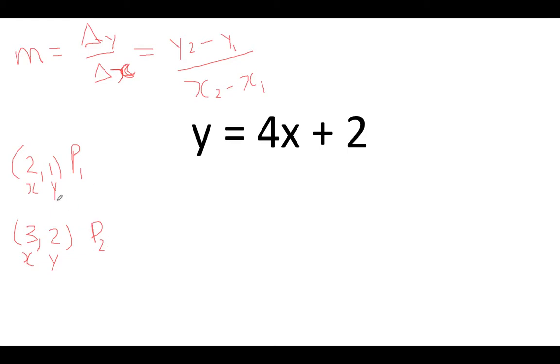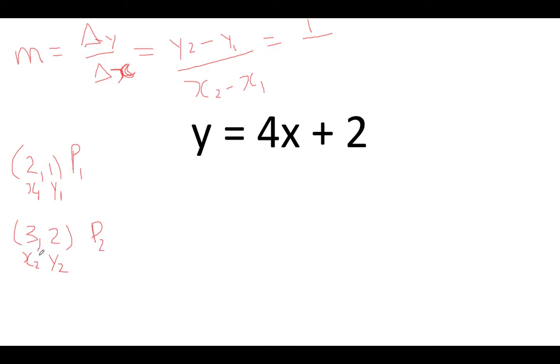Since this is the first point, this is going to be my first x and my first y coordinate. So that's what is meant by x1 and y1. And if this is my second point, this is going to be the second x coordinate and the second y coordinate. So what I'm going to do is just follow the formula. It's going to be second y minus first y, so it's 2 minus 1, which is going to be 1 on the top, over x2 minus x1.